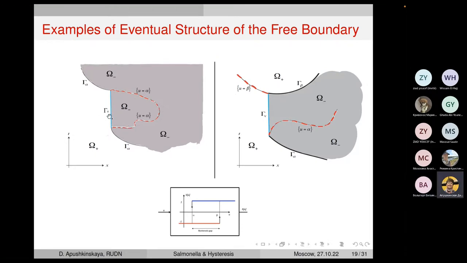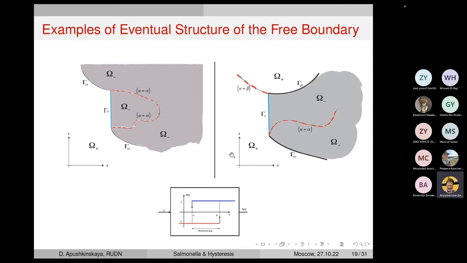Okay, the question is how we can then separate the two sets, omega plus and omega minus. I need some vertical parts here. And the same story here. I have omega plus, omega plus, omega minus. And here U equal beta is a free boundary. I have a change of the phases. Here not. Here I was in omega plus and I still stay in omega plus. So this red dash is not a free boundary. It's a level set, but not a free boundary. This corresponds to this case. And again, how can we separate it just with some vertical parts.